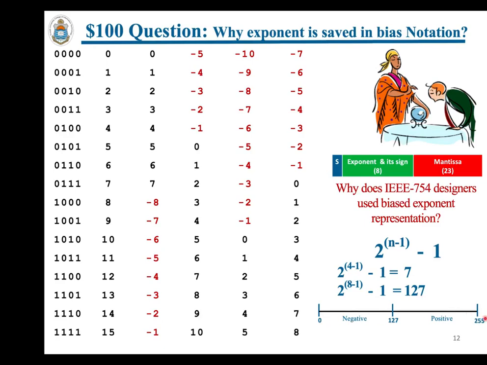So the range of 0 to 255 of an 8-bit number is encoded as follows: an exponent value from 0 to 126 is considered negative. An exponent with a value of 127 represents 0. And an exponent value from 128 to 255 is considered positive.